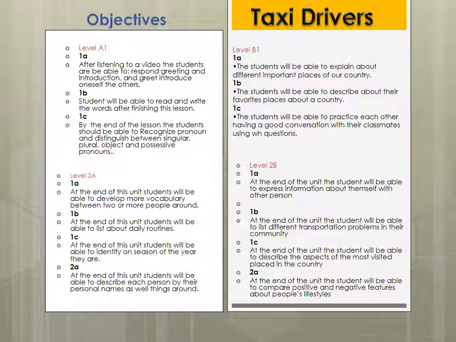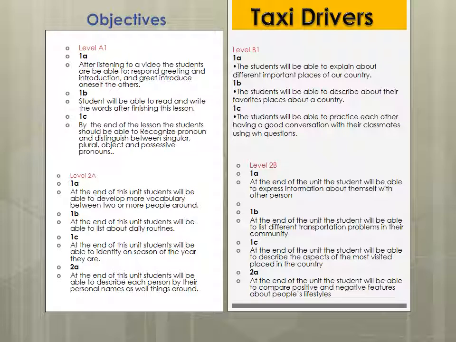In our level 2A, we can mention that the students would be able to develop, to list, and to identify indications and instructions from the tourists at the moment that they are going to work as taxi drivers, right? In our level 2B, the students would be able to express, as we mentioned before, to list, to describe, to compare, and to identify all the parameters that our tourists are going to ask them, in order to have a better development as a company.